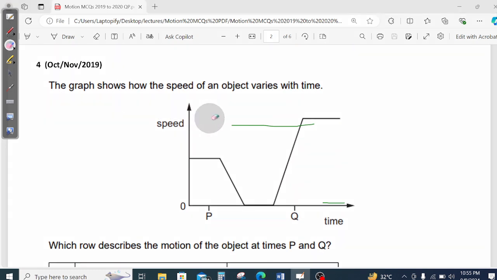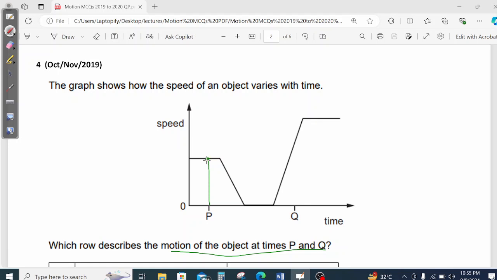Okay, next is the question: the graph shows how the speed of an object varies with time t, and which row describes the motion of the object at points P and Q. This is the graph, and you can see the variation in the graph here. You have to find out the motion of the object at P and Q. So move from P vertically upward and check where it hits the line.